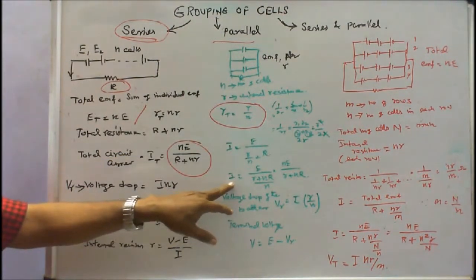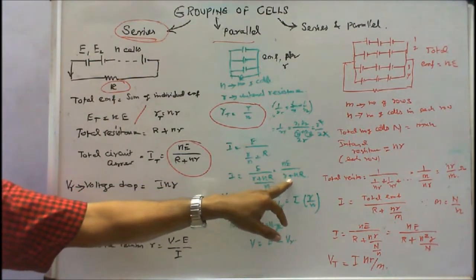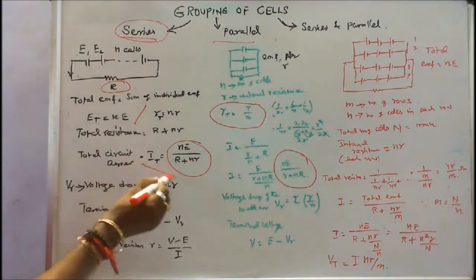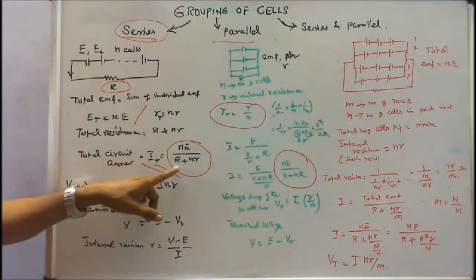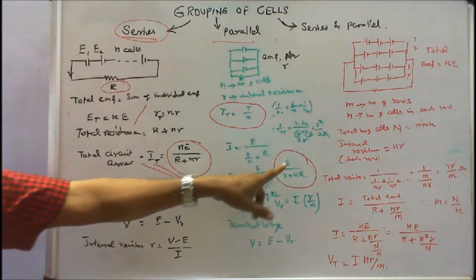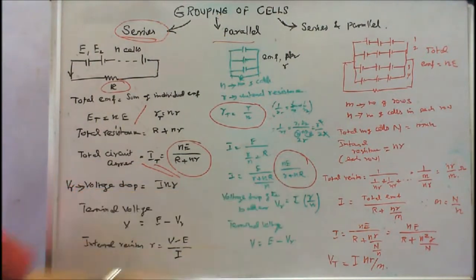Now I can rewrite the formula. I is equal to N into E divided by r plus N into R. Simply you can recall these two formulas. Here IT is equal to N into E divided by R plus N into r in the case of series. In the parallel circuit, it is N into E divided by small r plus N into capital R.